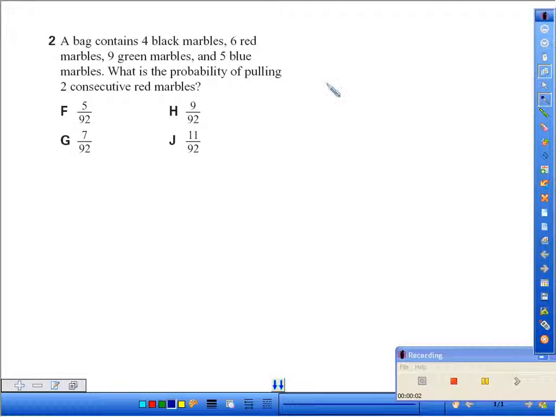Alright, a bag contains 4 black marbles, 6 red marbles, 9 green marbles, and 5 blue marbles. What is the probability of pulling 2 consecutive red marbles? The word consecutive means right in a row. Okay, so that means back to back.